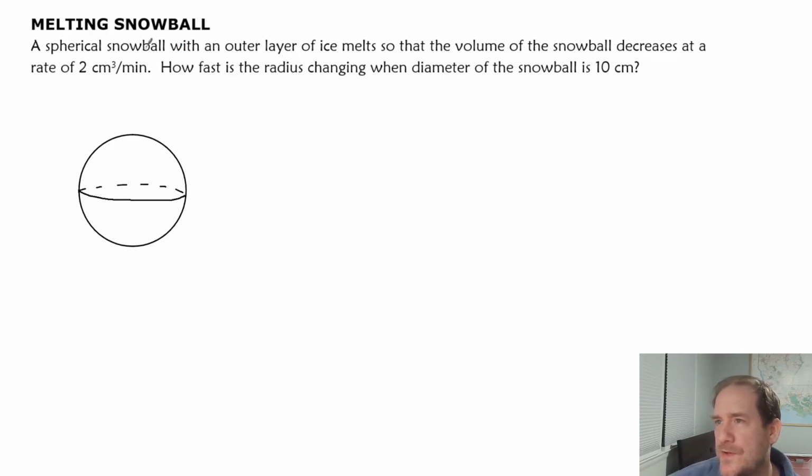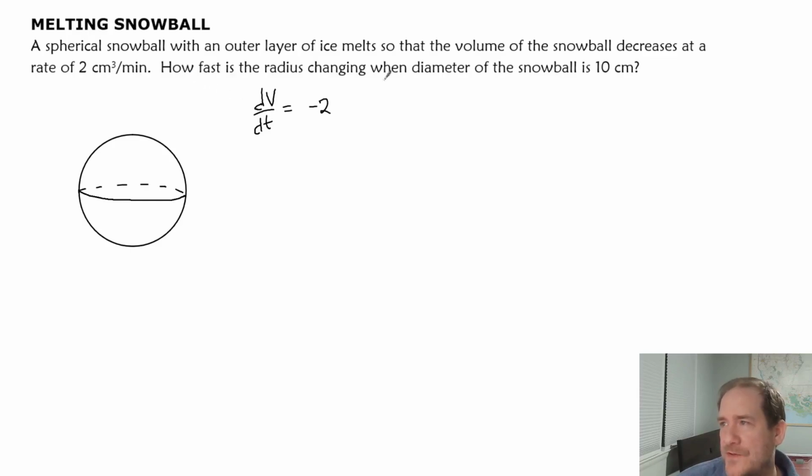We know that the snowball has an outer layer of ice and it melts, and as it melts we are assuming that it stays spherical in shape, which may not be true to life, but that's okay. But it says the volume is decreasing at a rate of 2 cubic centimeters per minute, which means dV/dt is negative 2 cubic centimeters per minute.